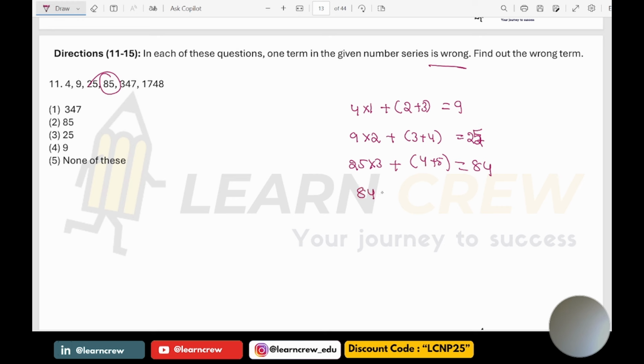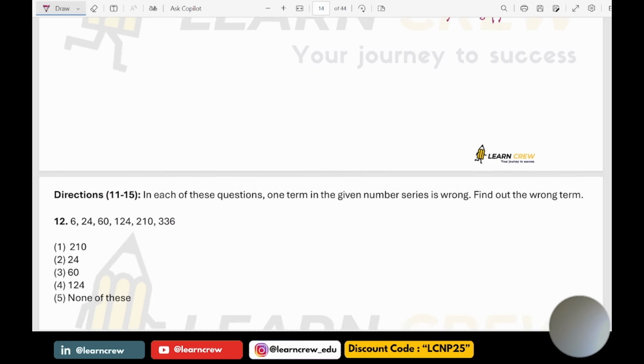Next, 84 into 4 plus 5 plus 6, which is 347. It is correct. So 84 has to be correct. Here you have 85. That is the wrong term.